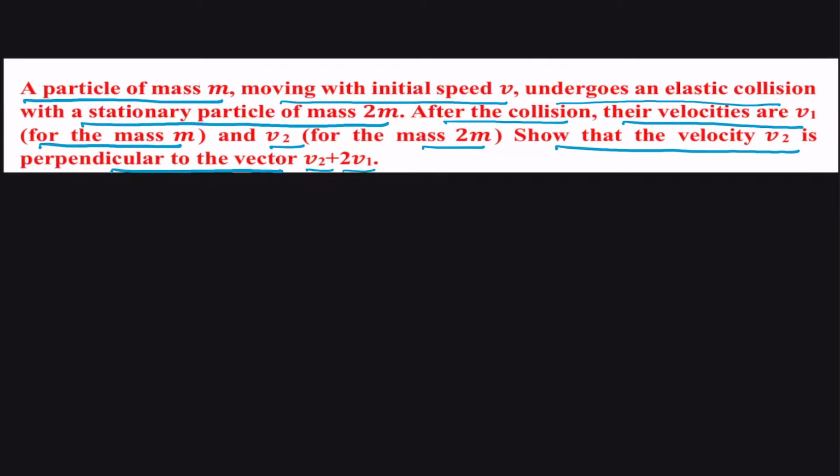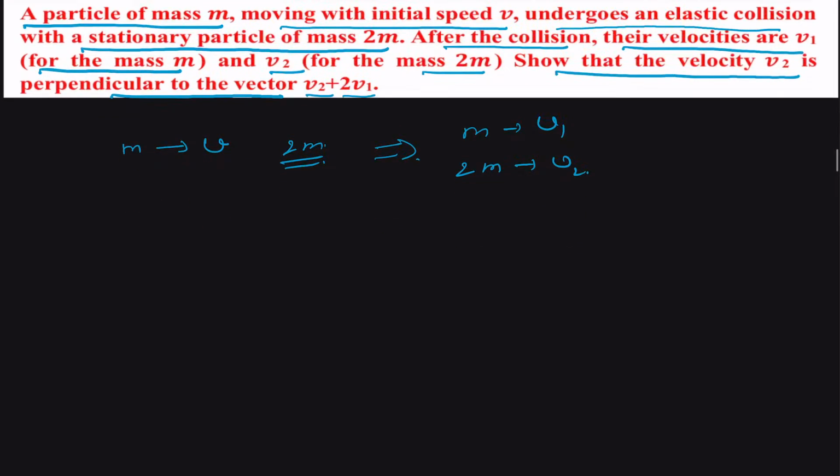So we are given that we are having a mass m and it is moving with a velocity v, and we are having mass 2m which is stationary. And after collision, our mass m moves with the velocity of v1, and our 2m moves with the velocity of v2. So once again we are going to use the conservation of energy as well as the momentum.